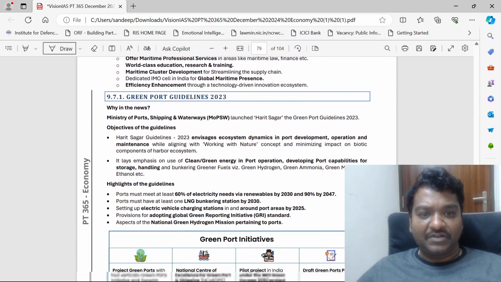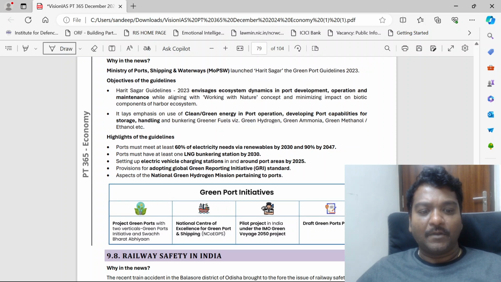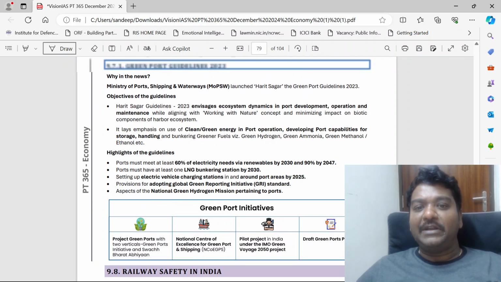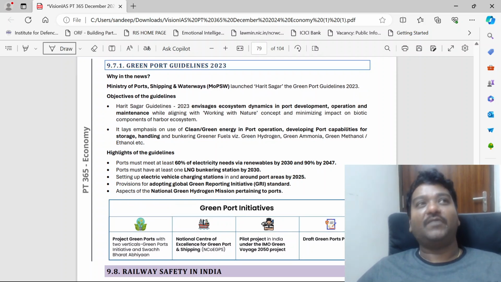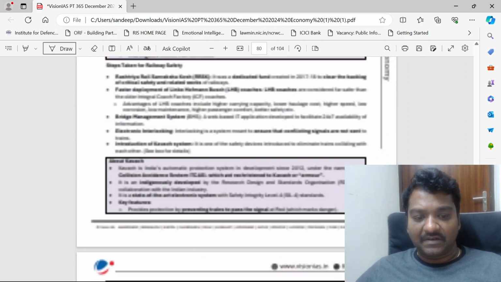Maritime Amrit Kal Vision, Green Port Guidelines. Normally they are trying to ensure there is net zero emissions. You see, 60% of electricity needs via renewable, 90% by 2047. Ports must have at least one LNG bunkering station by 2030. Setting up electric vehicles charging station in and around the ports by 2025. As I told you, these are some important aspects, guys.